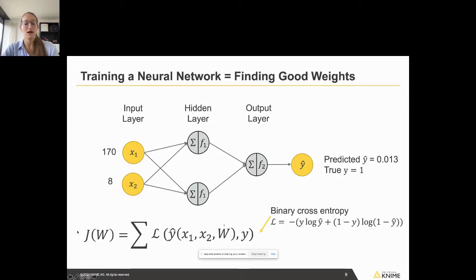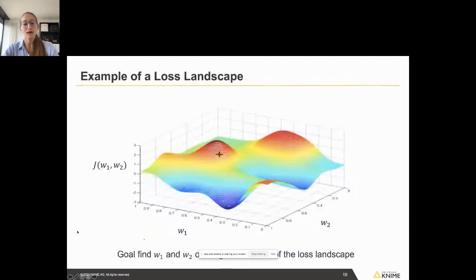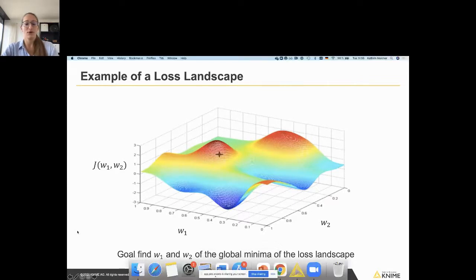So how can we find weights that minimize the error function of our network? Therefore, we can first look at an example loss landscape. Let's say, just so that we can visualize the process, we have only two weights, W1 and W2. This is how we could visualize the loss landscape, the error for each W1 and W2 combination. Our goal would then be to find the W1 and W2 that lead to the global minimum of this loss landscape. This means we want to find the W1 and W2 values that lead to this value here.